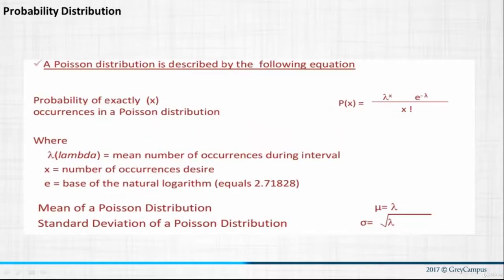Here are the equations for the Poisson distribution. In the previous slide, you saw that it's used often in the insurance industry for predicting events. X in this equation represents the number of occurrences desired.